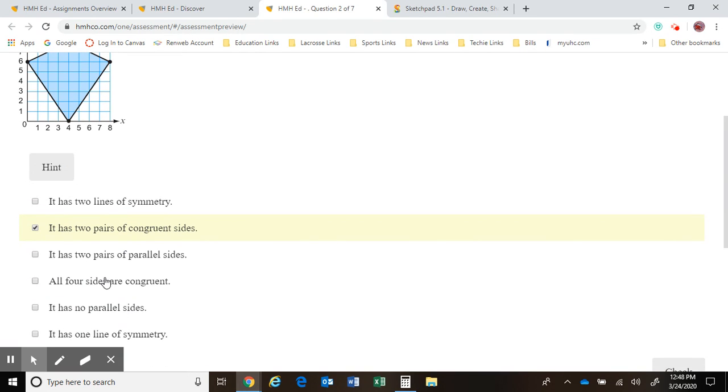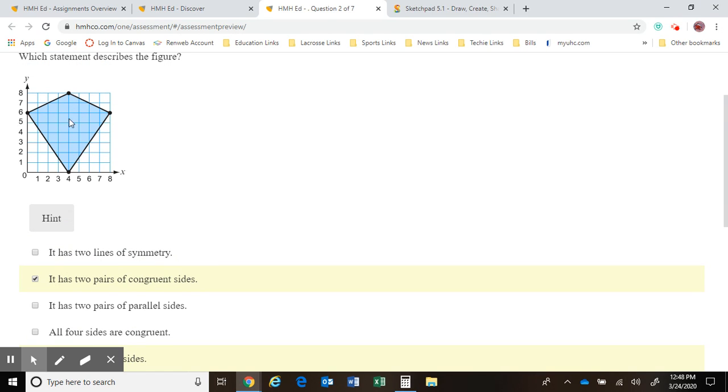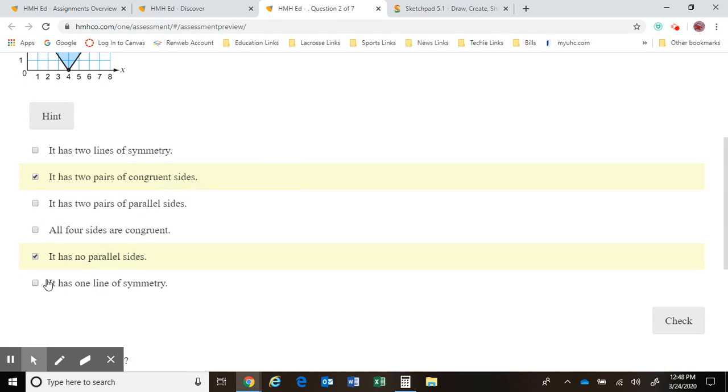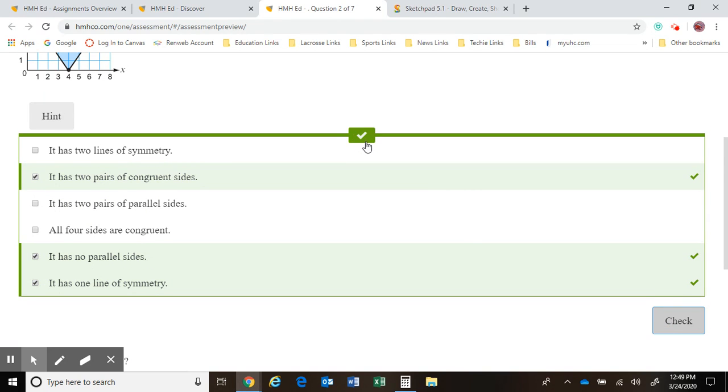All 4 sides are congruent. You can clearly see that none of the sides are congruent. And since it does not have 2 pairs, it has no parallel sides. And we talked about it. It does have 1 line of symmetry right through the middle, going top to bottom. I could fold it over from this point here to this point here. Okay, let's check it. All right, good. We got all green checks.